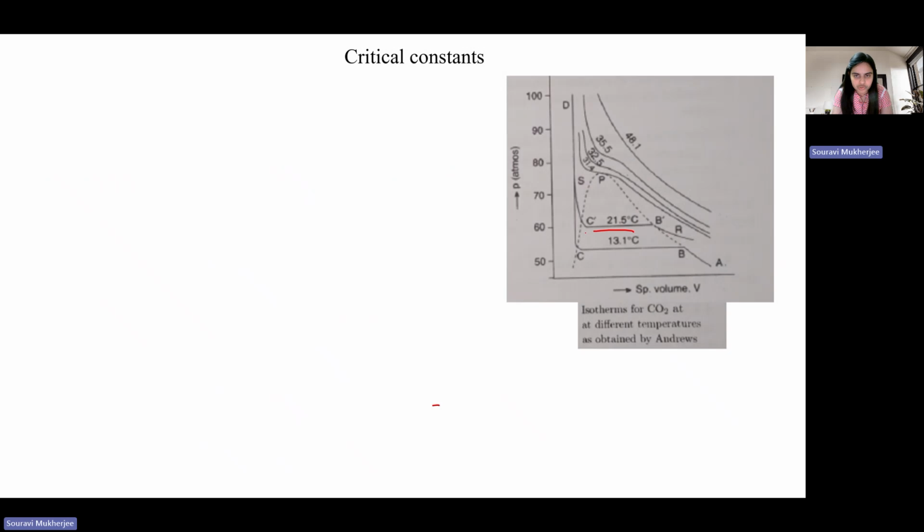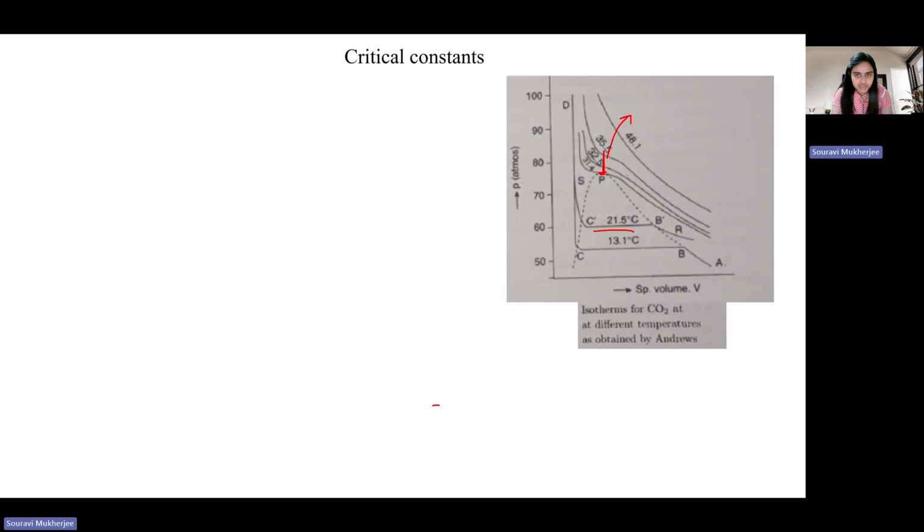This straight line, or what you see within this dotted region, is not what you would normally expect, right? But this is how it looks when you have an experimental plot. And here there's an important point, beyond which you only get vapor phase, and below which you have this region of coexistence that comes up.